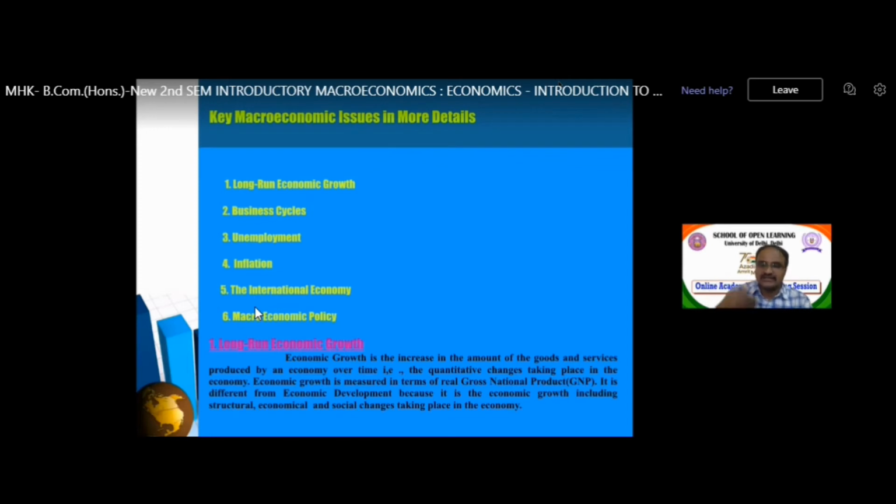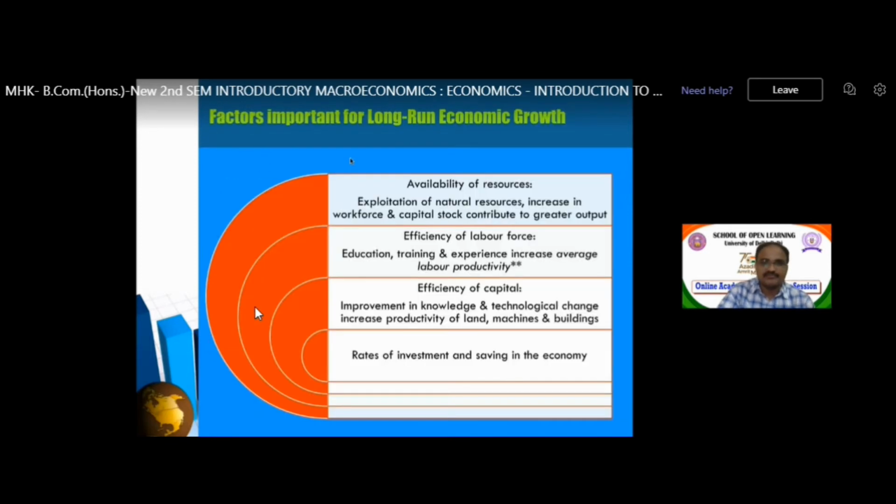Actually, when there is long run economic growth taking place over a period of time, the country is growing, or the country is developed. Economic growth is different from economic development because economic development includes the structural, economic and social changes taking place in the economy. So here we are discussing long-run economic growth and its fluctuations. What are the factors that influence long-run economic growth?